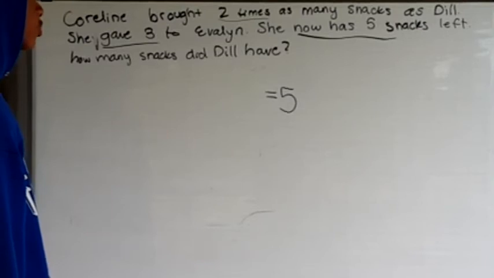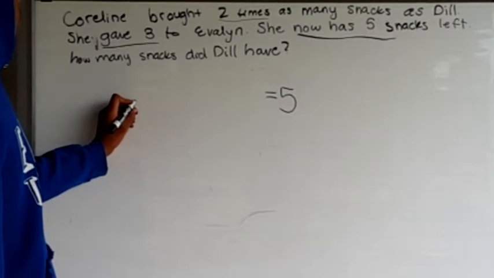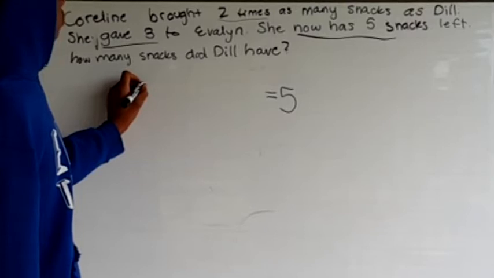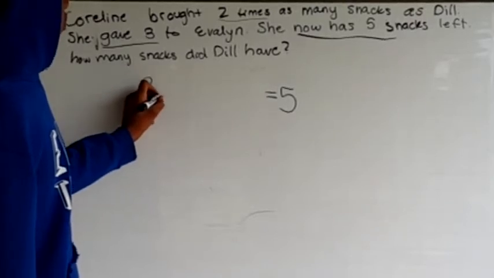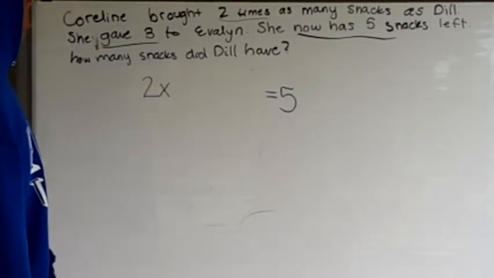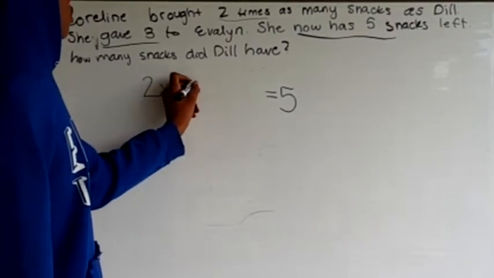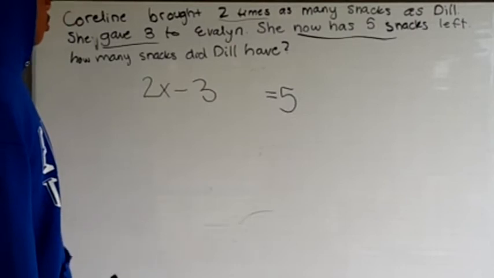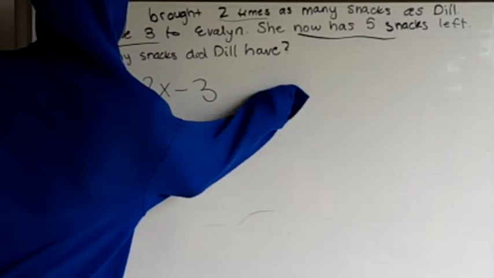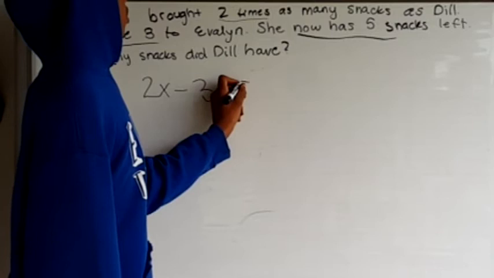Take it out step by step. Coraline brought 2 times as much as Dill. So if it's 2 times as many, when we're multiplying, she has 2 times as many snacks as Dill, and we're looking for how many snacks Dill has, so that's X. And she gave, subtraction, 3 to Evelyn. She now has 5 snacks left. So that's correct. 2x minus 3 equals 5. So now we can work it out.